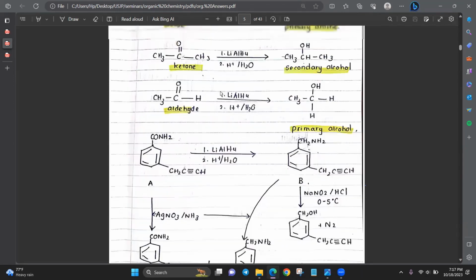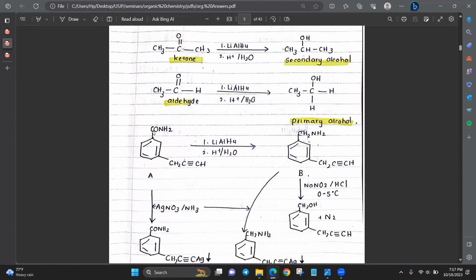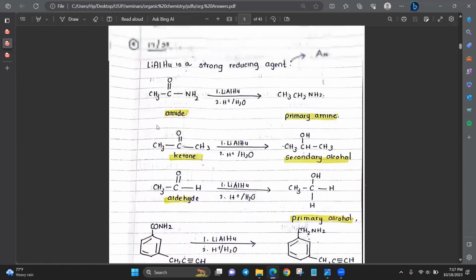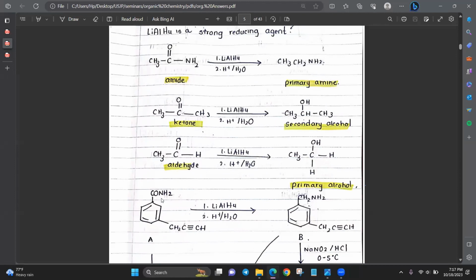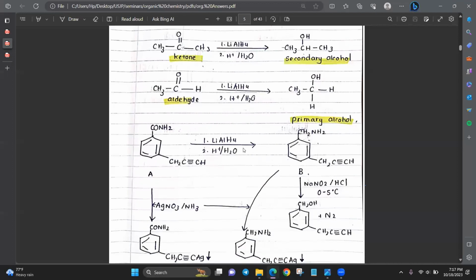So what happens for amides? Now this is an amide, sorry, this is an amide. So what happens when amides are reduced? It will form primary amines, right? So here that has that double bonded oxygen, two hydrogens has got added. So here that primary amine part is there. Now this part, nothing has happened, so it will be like that.